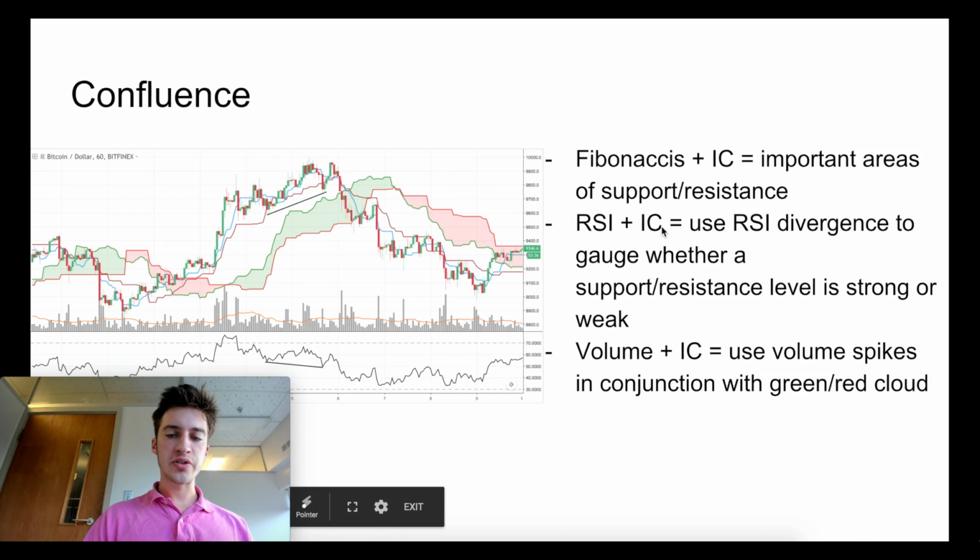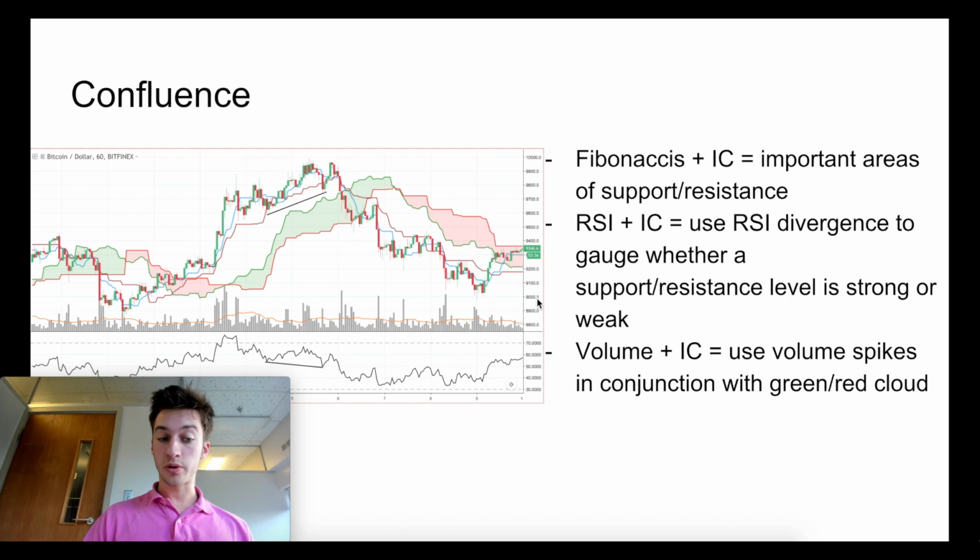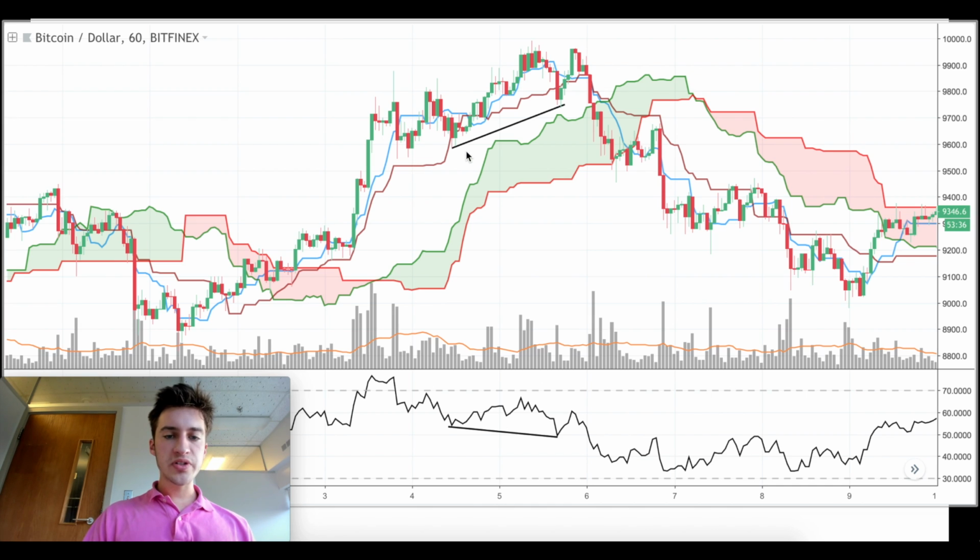We can also use RSI plus the Ichimoku cloud, and that's going to be showing us RSI divergence to gauge whether a support or resistance level is strong or weak. What we see here is price moving up, price makes a higher low, RSI makes a lower low. This is known as divergence, where RSI is showing us that the momentum is waning and the price is likely to move down, as it eventually did. A way you can use RSI divergence when you're looking at the Ichimoku cloud is this is green and it's telling us we want to likely buy.